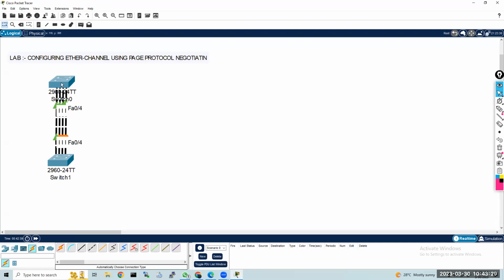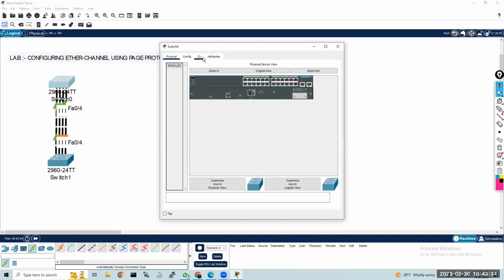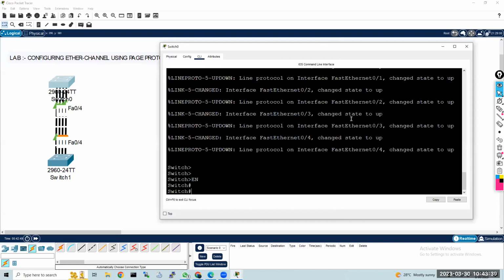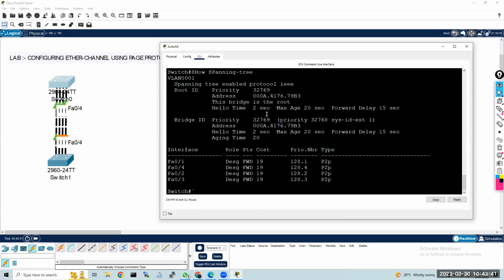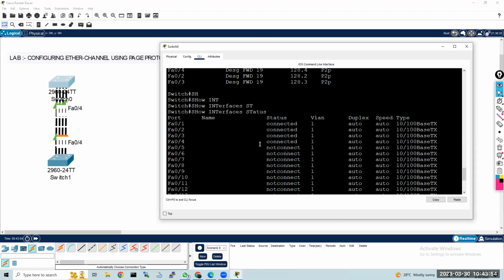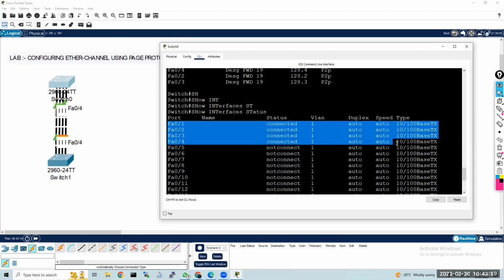Now you tell me which is the root bridge and which is the non-root bridge, guys. The upper switch is the root bridge. Show spanning tree, because all links are in forwarding state. If you talk about the cost, it is 19. If you type show interface status, we can see which of the ports are connected. So ports 1 to 4 are connected. All are 100 Base TX.